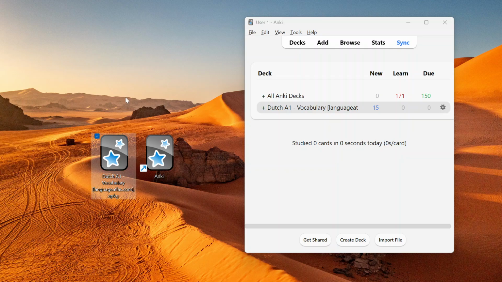In this video I'd like to show you the Dutch A1 vocabulary Anki deck. In this video we will go over three things. First, I'd like to show the course structure of the Dutch A1 vocabulary Anki deck. Second, I'd like to show the course content. And third, I'd like to show you some brief editing options.